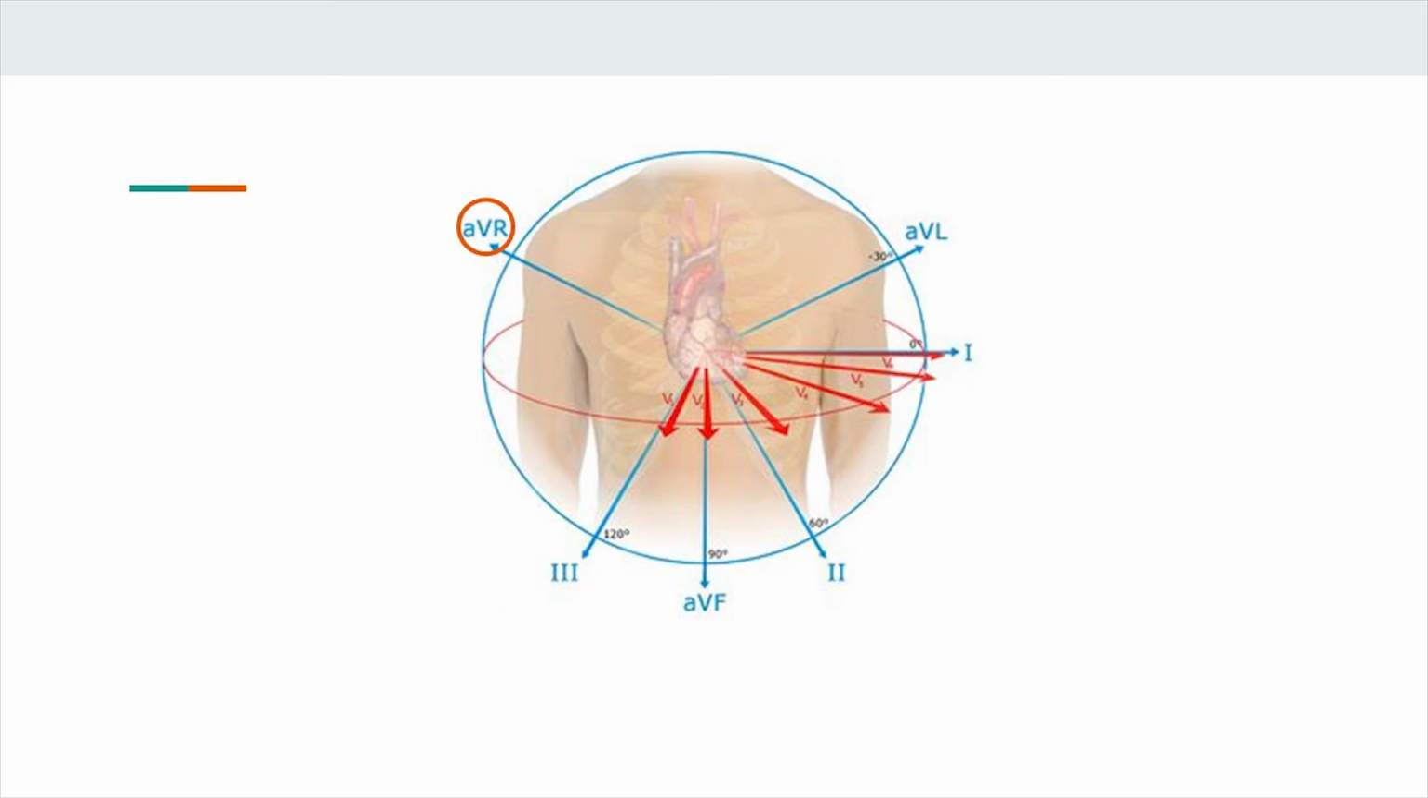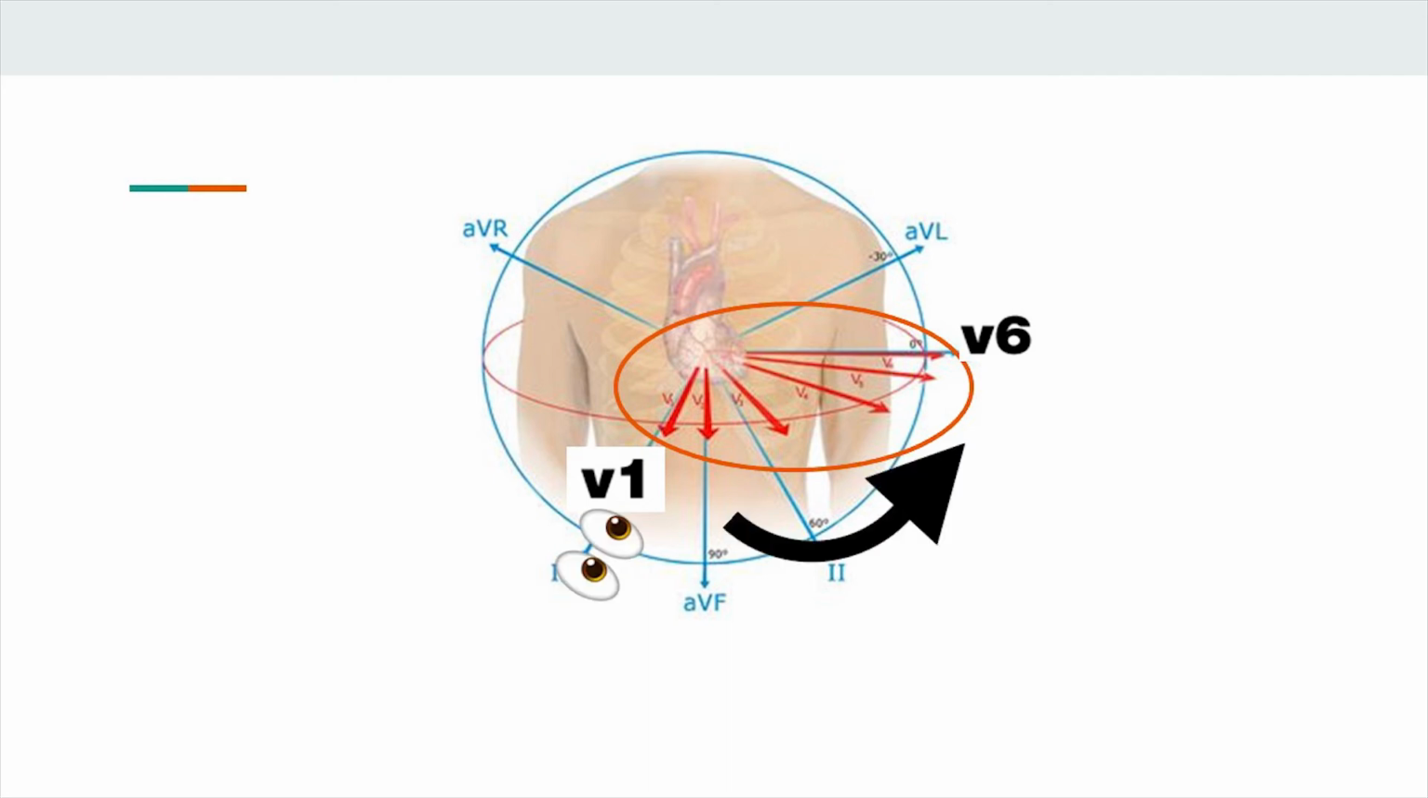With AVR, we're looking at the heart from the top right, AVL, we're looking at the heart from the top left, and AVF, we're looking at the heart from the bottom. In the precordial leads V1 through V6, we're kind of doing a panorama of the heart, starting from the front of the heart at V1, then wrapping around to the left side of the heart at V6.